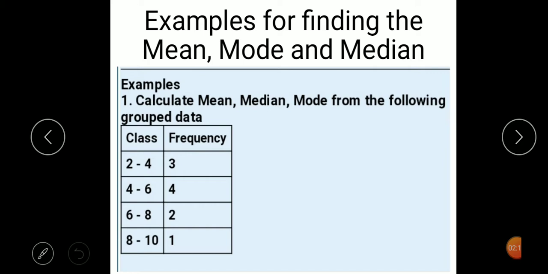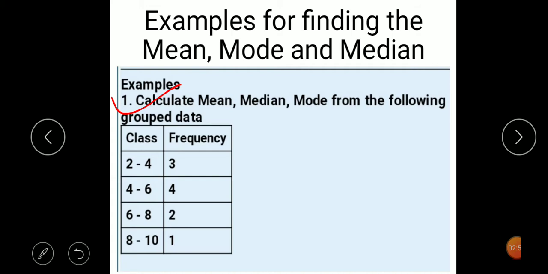So one example we have taken. The class size and frequency are given, and the question is: calculate the mean, median and mode from the following grouped data. See, the table is given. Here the classes, meaning class intervals, and their frequencies are given. We have taken the classes 2 to 4, 4 to 6, 6 to 8, 8 to 10 and their frequencies are 3, 4, 2 and 1. So we will discuss how to find the mean, mode and median from this table.